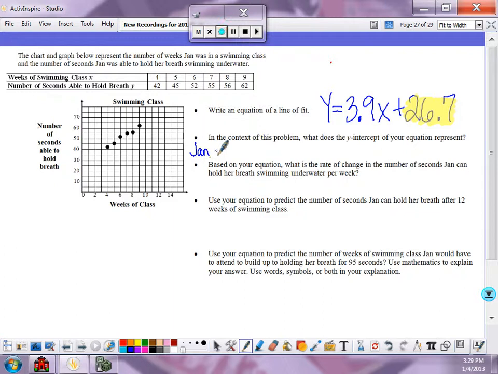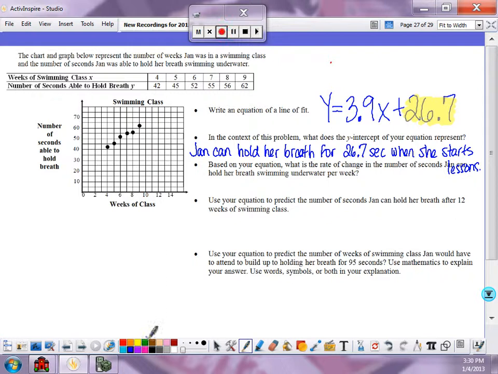So in the context of the problem, what does that represent? Jan can hold her breath for 26.7 seconds when she starts lessons.